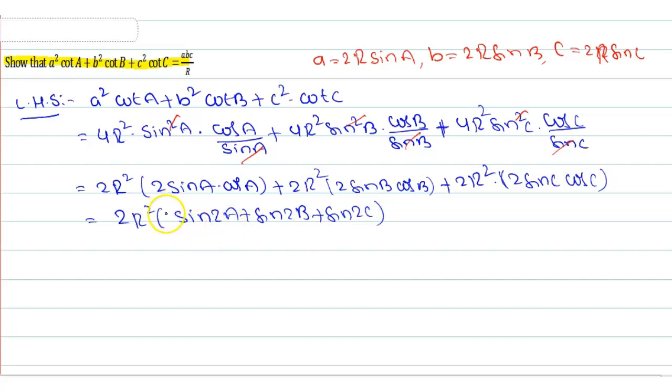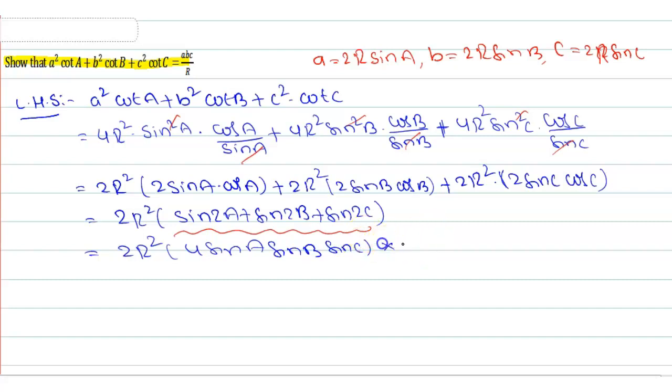So by transformation I have the formula sin 2A + sin 2B + sin 2C is 4 sin A sin B sin C. This value is how much? 4 sin A sin B sin C is equal to 2R² into 4 sin A sin B sin C.